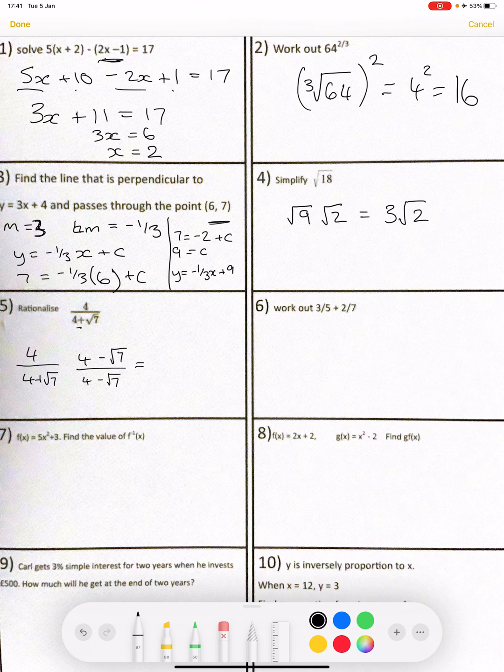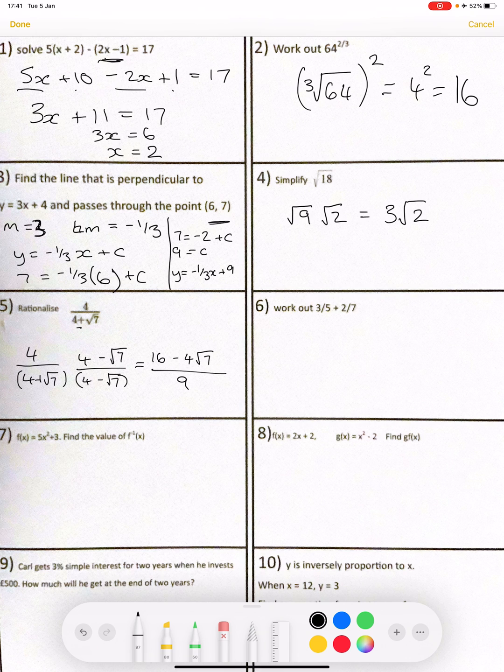So the numerator, 4 times 4 is 16. 4 times root 7 is minus 4 root 7. These are in double brackets and you can just use FOIL to work them out. I'm going to work it out quite quickly and that becomes 16, take away 7, becomes 9. I can't simplify that any further because nothing goes into 16, 4 and 9.